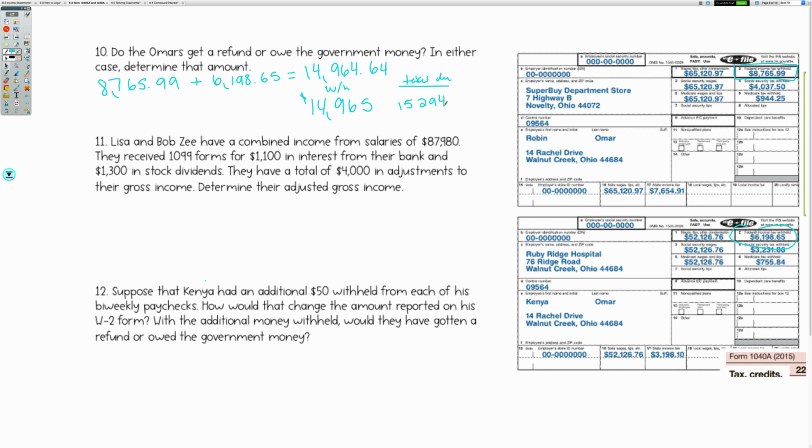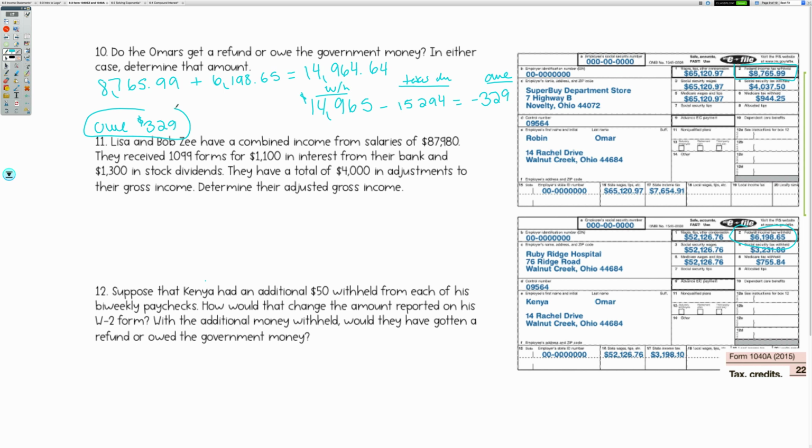294. So what has been withheld is not enough to cover what they owe. So they're gonna owe a little bit of extra. So I'm gonna subtract 14,965, take away 15,294. Now remember when I subtract this, it's going to be negative because I'm doing a smaller number take away a bigger number. But when you type it in, don't do the negative. They just owe, and how much do they owe? It's $329. Saying owe and a negative would be a double negative.